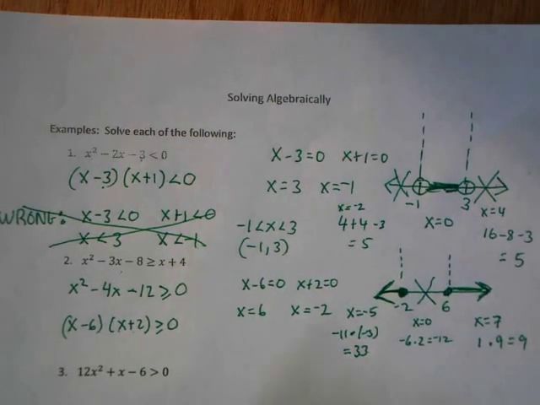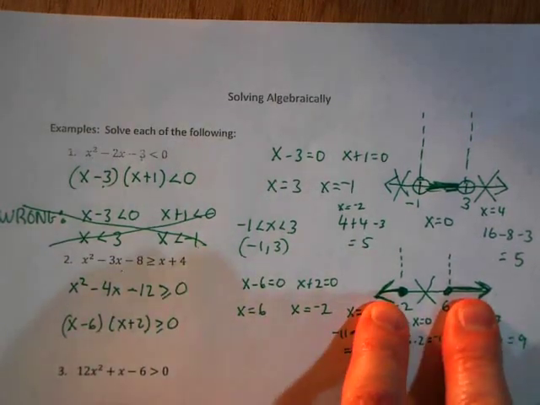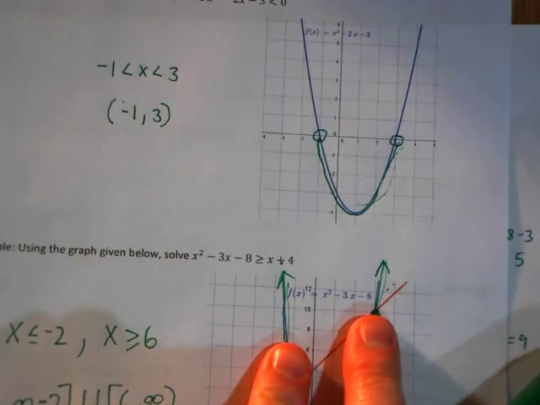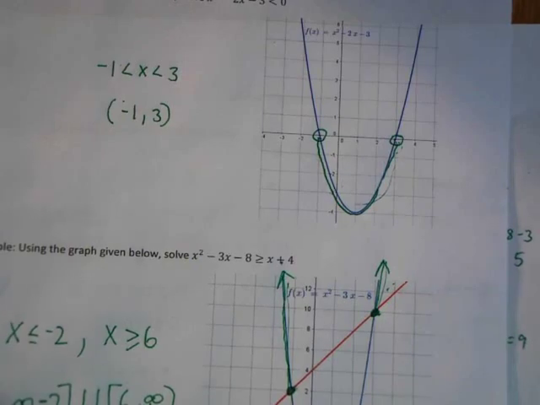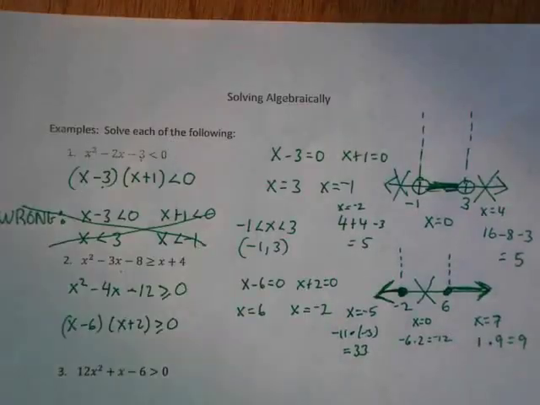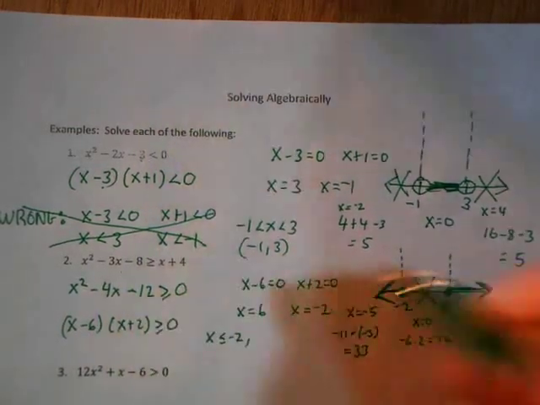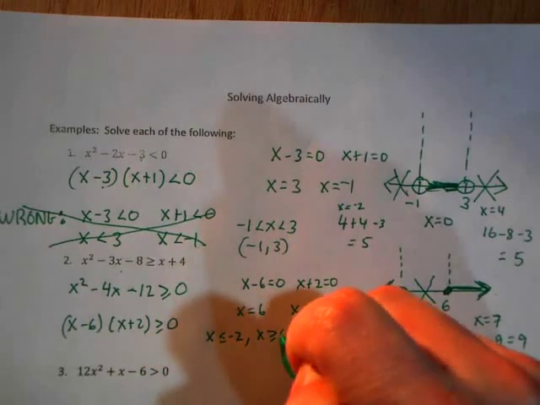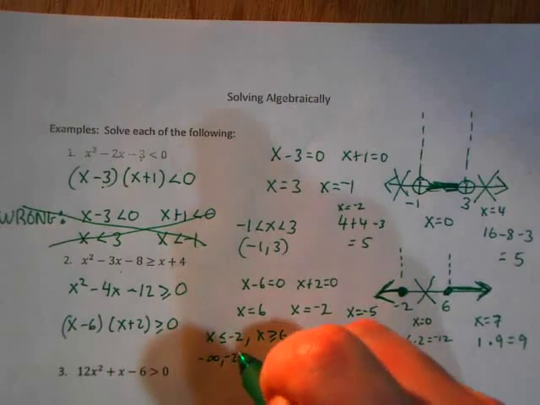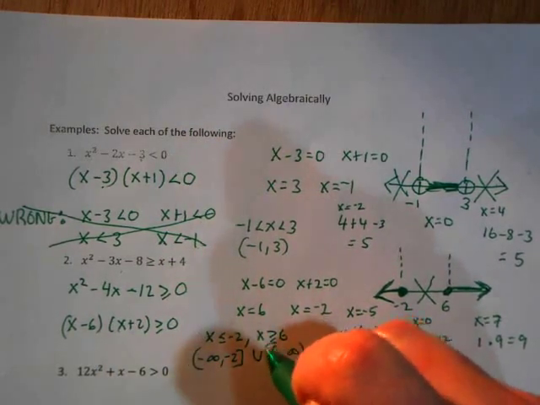Okay, so notice our answer, again, is similar to what we did when we did it by graphing. We have two separate pieces shaded. When we have two separate pieces, you have to write two separate answers. And so our answer, once again, would be x less than or equal to negative 2, or x is greater than or equal to 6. And if you're asked to write it in interval notation, it would look just like it did last time.